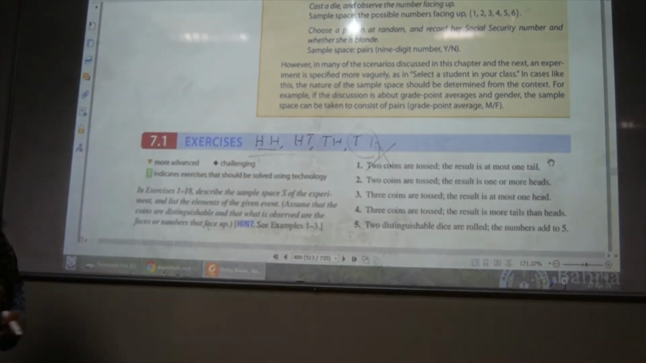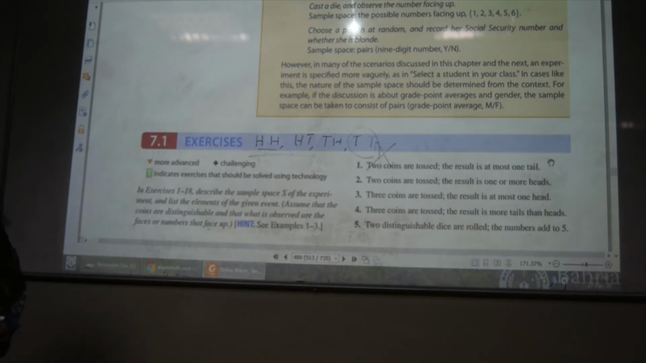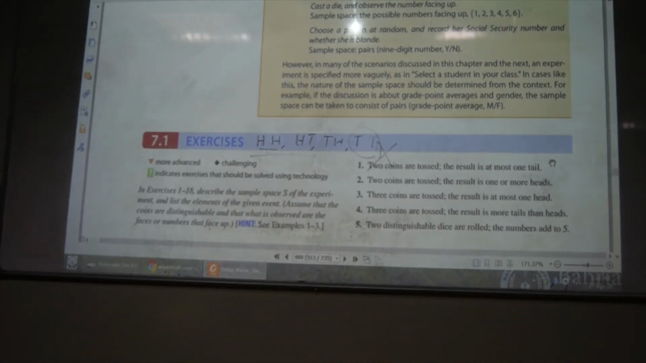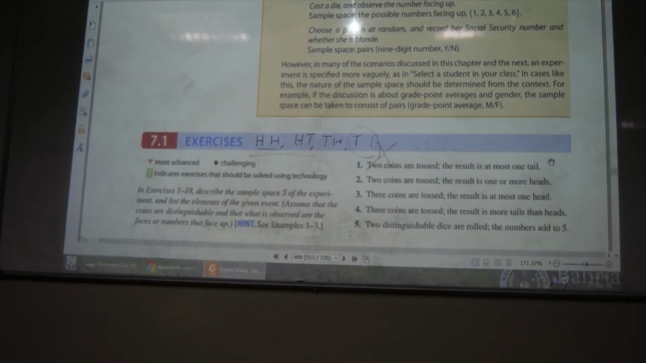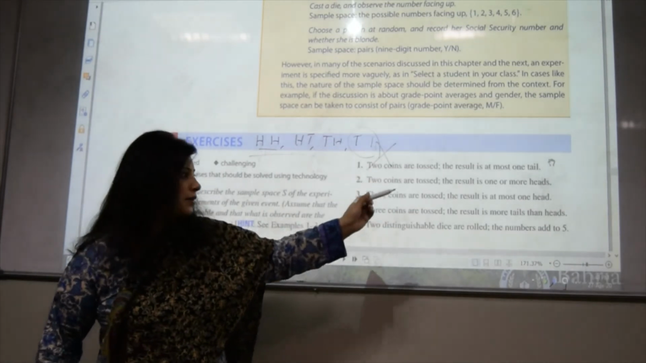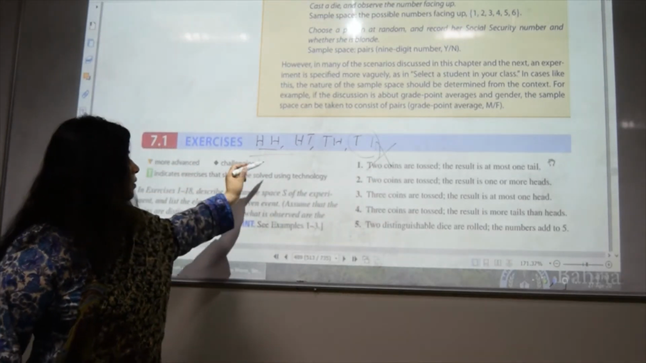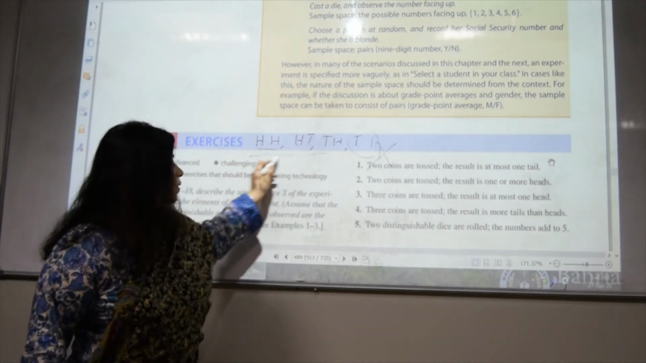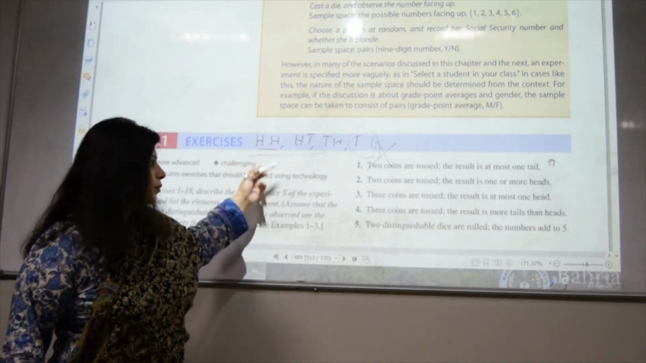Similarly, you can just do the second one. Now where we have 2 coins, the result is 1 or more heads. Again, 1 head, or we can have more heads. So again, the same answer, right? 3 or 4.